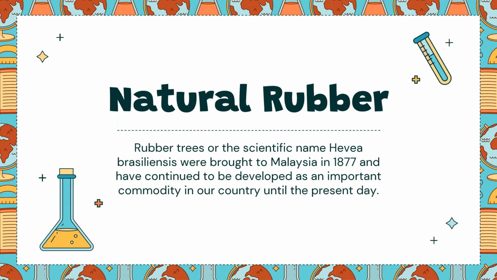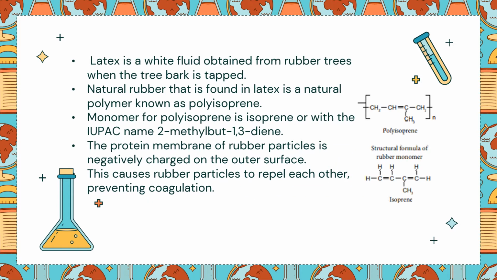So natural rubber: rubber trees, or the scientific name Hevea brasiliensis, were brought to Malaysia in 1877 and have continued to be developed as an important commodity in our country until the present. The rubber comes from latex. Latex is a white fluid obtained from rubber trees when the tree bark is tapped. Natural rubber that is found in latex is a natural polymer known as polyisoprene.